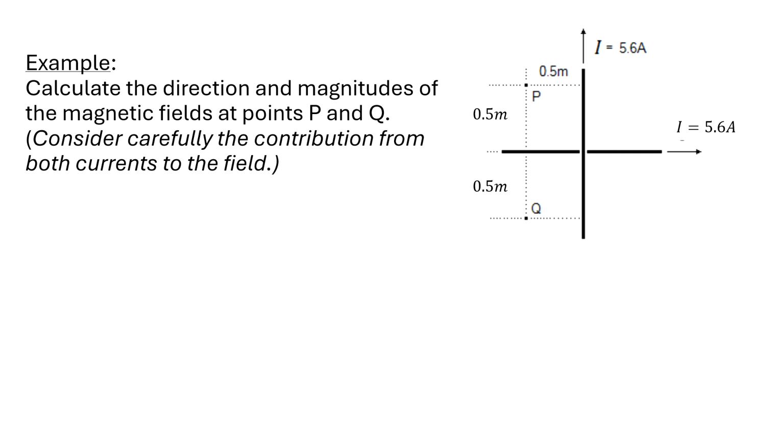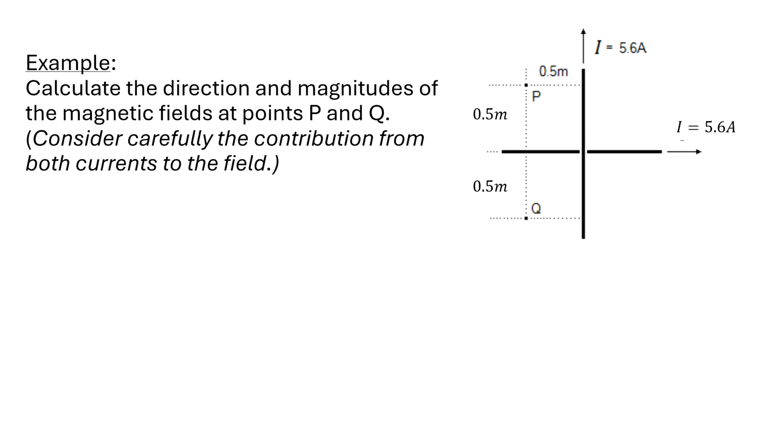So we have an example here about the superposition of the magnetic field created by wires. Just looking at the picture, I see a vertical wire with a current of 5.6 amps and a horizontal one as well. The vertical one goes up while the horizontal one goes to the right. And I see some points P and Q, which are nice and symmetrically spaced away from the wire.